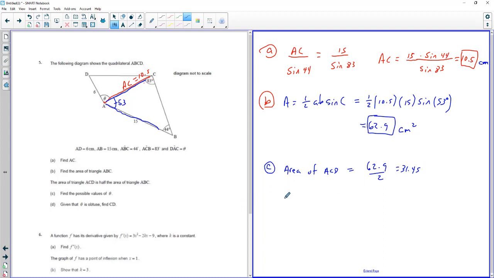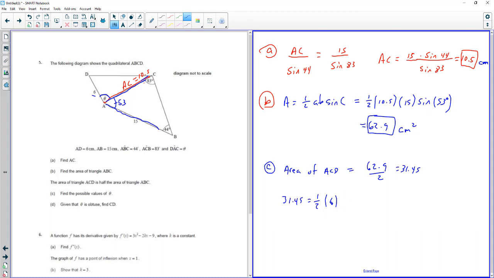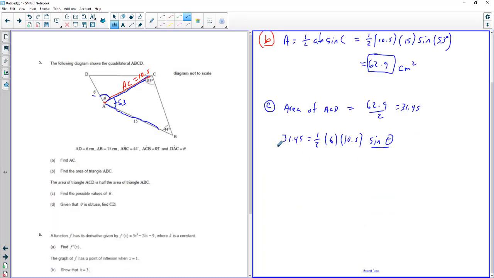So here's the deal. I now know that that 31.45 is going to equal 1/2, remember, we have an angle theta. We have two adjacent sides, 6 and 10.5. That's the sides around that angle. So this will be 6 times 10.5 times the sine of theta. This is a case where theta could be obtuse or it could be acute, because there are two possible values of theta that will satisfy this equation. So what I'm going to do is solve it for sine of theta.